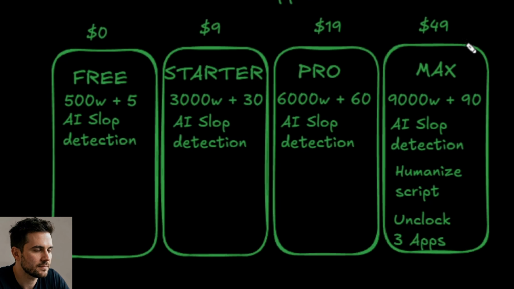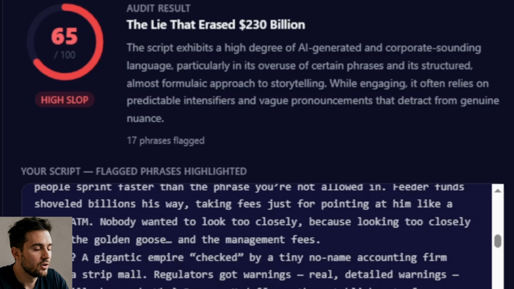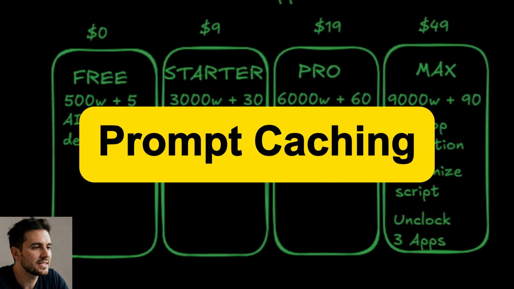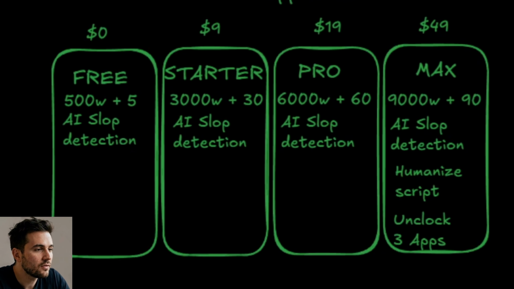While we're vibe coding this app, I'm also going to show you a killer technique to slash your costs by almost 90%. If you're dealing with long scripts, this is how you stay profitable. It's called prompt caching. It sounds a bit technical, but don't let that scare you. I'm going to break it down so it makes perfect sense.